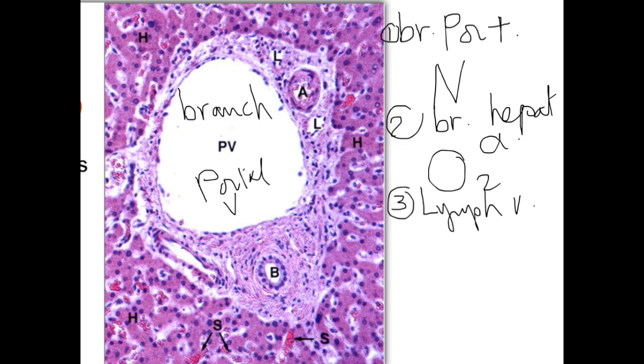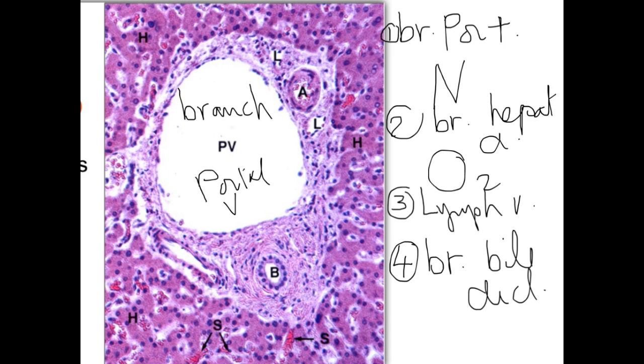Number four, here it is a very nice picture for the branch of the bile duct. Here, the fourth structure, we have a branch also of the bile duct. This bile duct, as you see, is lined by simple cubical epithelium. How do I know that it's simple cubical? From the shape of the nucleus and its location. It is central and rounded. It is one layer, so it is simple cubical epithelium.